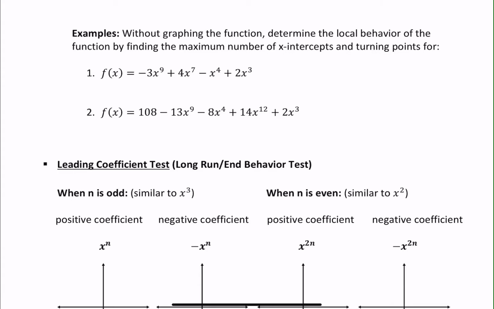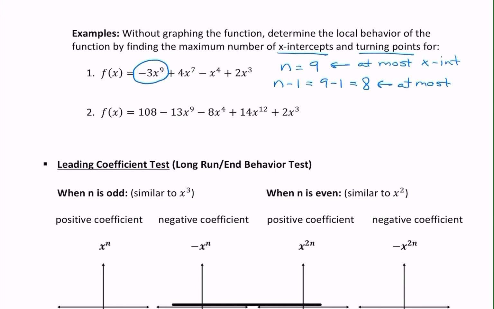So for example here, if I've got f of x equals negative 3x to the ninth, that's my highest degree. What that tells me is, when I'm talking about x-intercepts and turning points, that's going to have at most 9 x-intercepts and n minus 1. So 9 minus 1 is 8 turning points. So at most 9 x-intercepts, and at most 8 turning points. And like I said, it doesn't have to have 9 and 8, but it can't have more. It could be less, but not more.